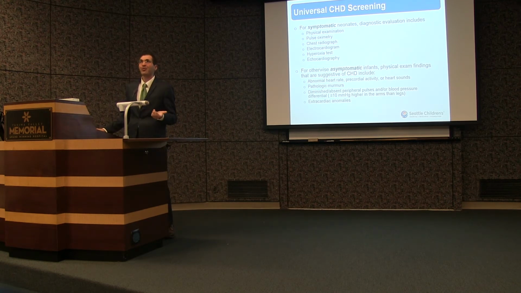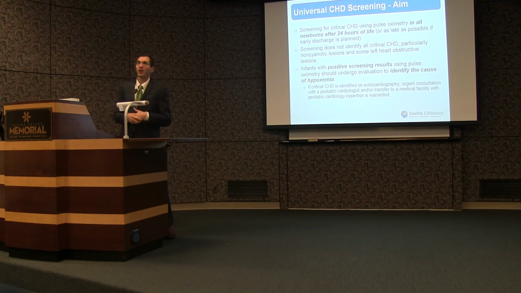If they're otherwise asymptomatic patients, so again, looking for subtle signs or symptoms that can clue you in to potential congenital heart disease. So are there abnormalities of the baby's heart rate? Their precordial activity, do you feel a thrill when you're palpating the baby's chest, or abnormal heart sounds, or loud heart sounds, so something to suggest abnormally elevated pulmonary pressures. Murmurs, of course, especially if they sound pathologic. Diminished or absent pulses, blood pressure differentials, and we'll go through that in a little more detail. And again, if they have extracardiac anomalies, just keep CHD on your differential diagnosis.